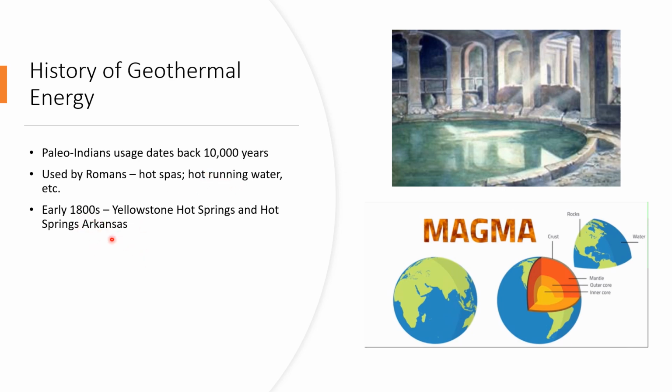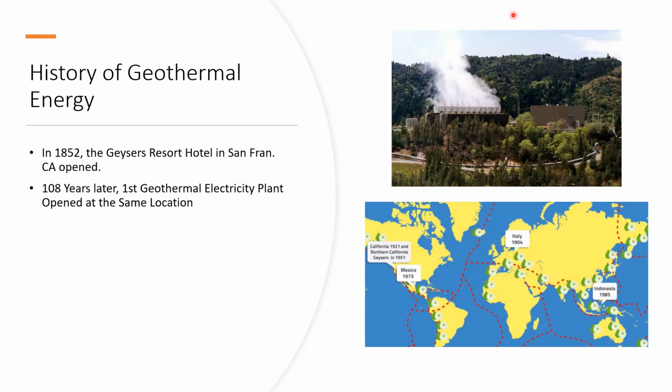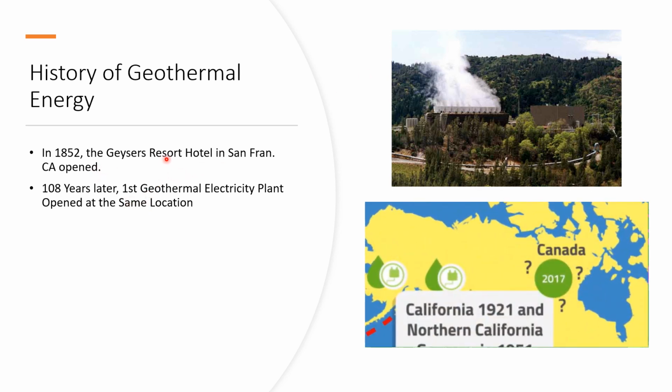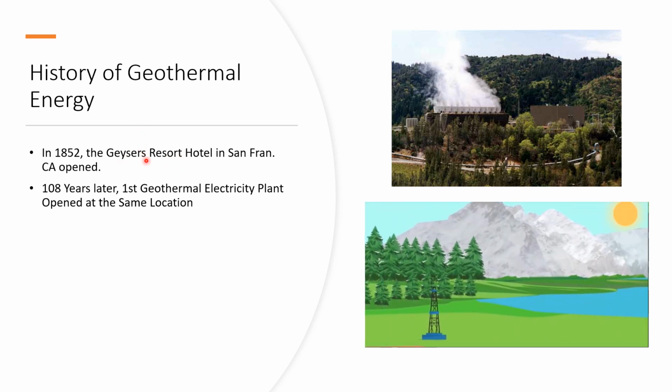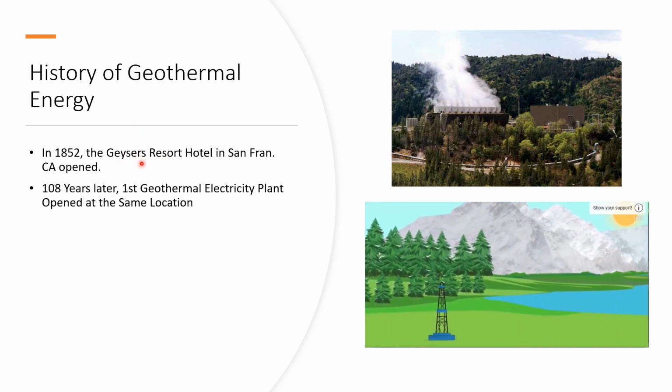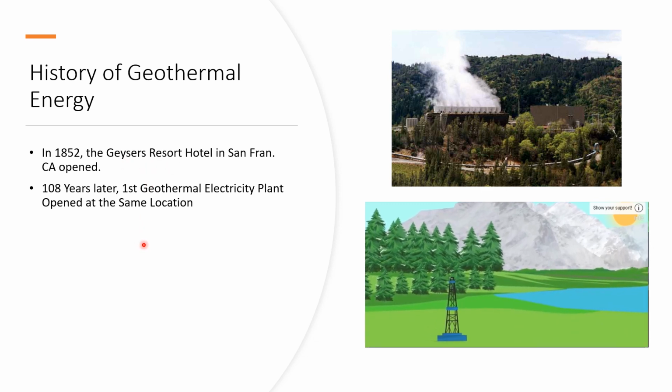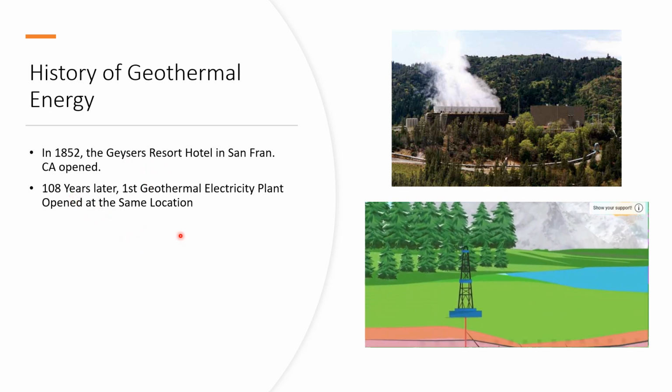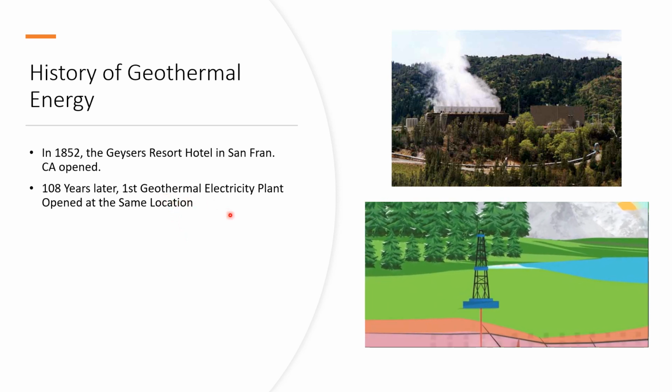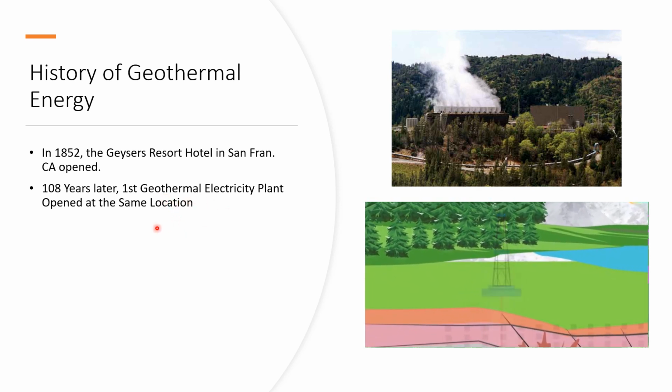In the early 1800s, that's over there in Yellowstone, in Wyoming. So hot spring and also the hot spring in Arkansas. In 1852, somebody opened a resort by using the heat, hot water from the ground, the Geysers resort in San Francisco. And then 108 years later, we got the first geothermal electricity plant, in California, of course.